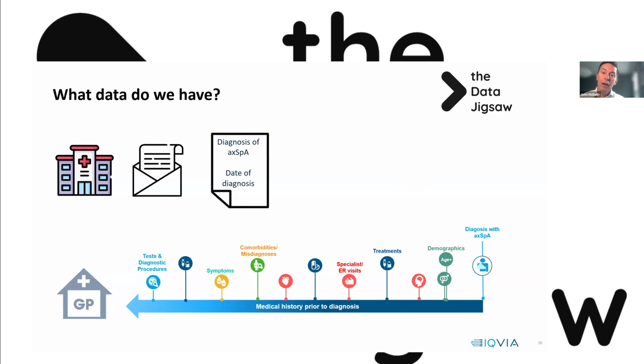We've then linked to those patients their primary care data, and along the bottom you can see a typical patient's medical history prior to their diagnosis. There's lots of complex data that sits within primary care data, so tests and diagnostic procedures, symptoms, comorbidities, amongst many others. By linking that data, we're able to assess whether or not there are patterns within the primary care data that would predict the secondary care diagnosis of axial spondyloarthritis.